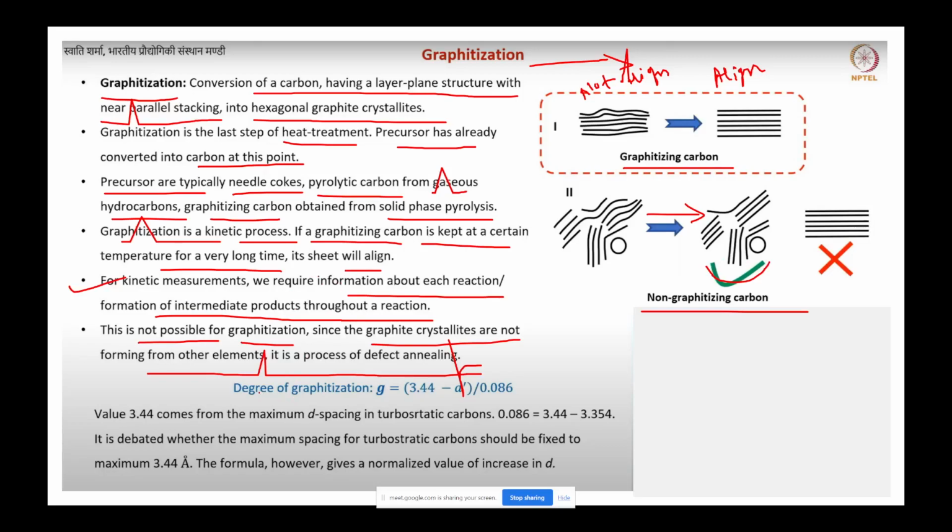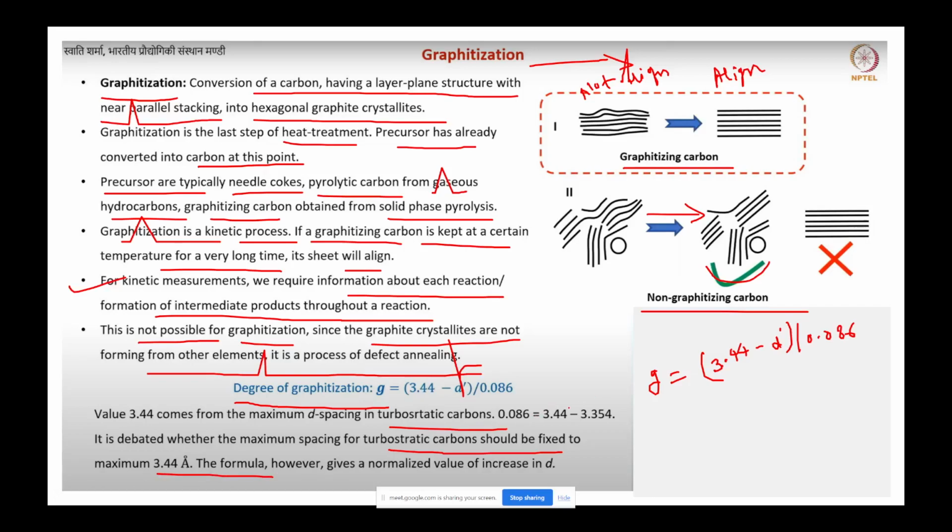In the assignments, you can see questions on the degree of graphitization, which is denoted by the letter G, and it is given by 3.44 minus D spacing, divided by 0.086. So you can get this for your various temperatures. This 3.44 comes from the maximum D spacing you can obtain from turbostatic carbons. It is debated whether the maximum spacing for turbostatic carbons should be fixed to a maximum of 3.44.